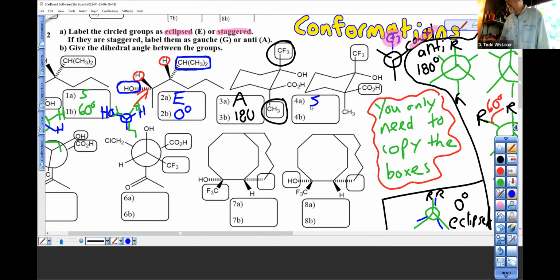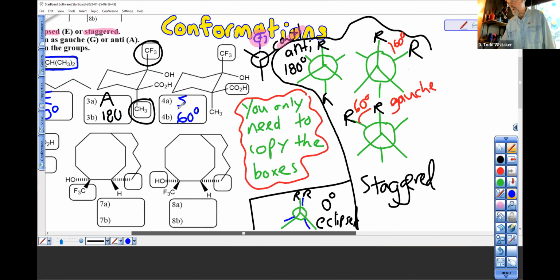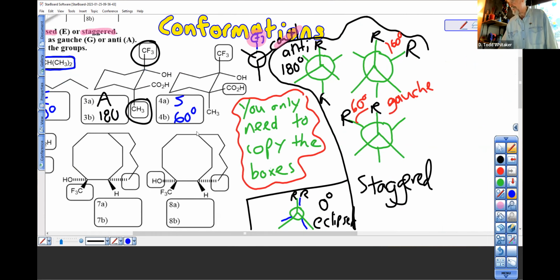What's the angle between those two groups? Once again, there's 6 positions and they're adjacent. Staggered's not an answer. Which of the staggers was it, the anti or the gauche? We can't put S as an answer. It wasn't an option. Gauche. It was gauche. That's right.